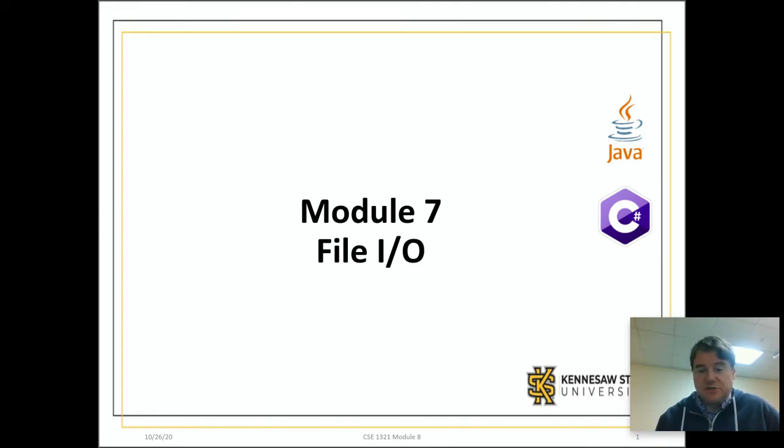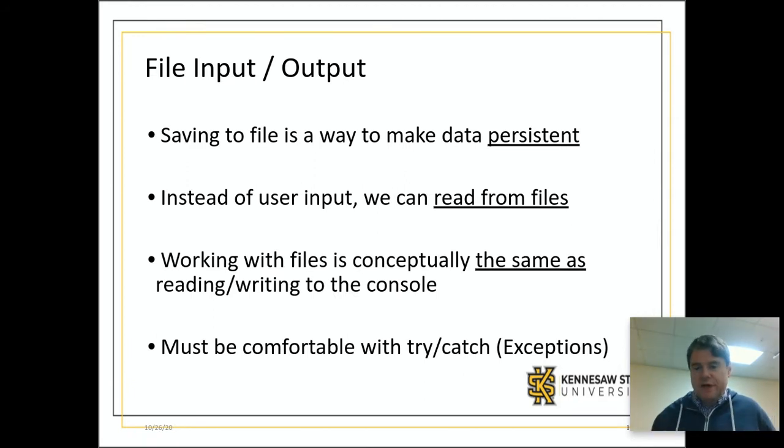So let's get on with the lecture today. So why are we talking about FileIO and what is I/O? So first off, I/O stands for input and output, which just means that you are taking information into the program or shoving information out of the program. And when you're doing that to a file, you're going to make it persistent.